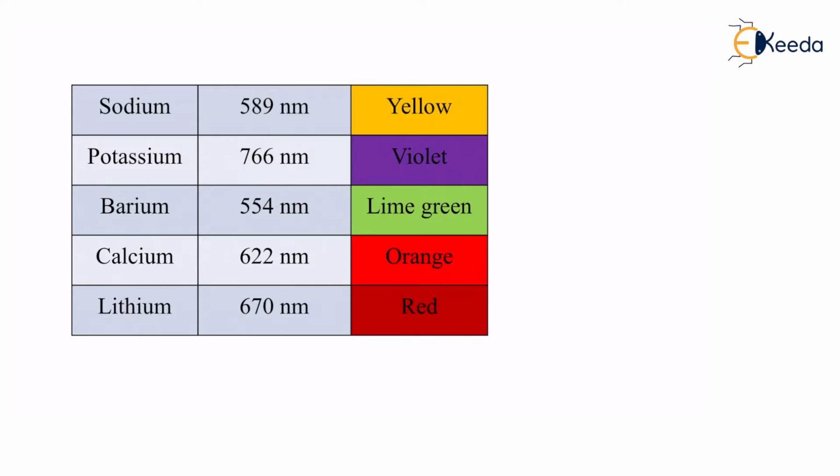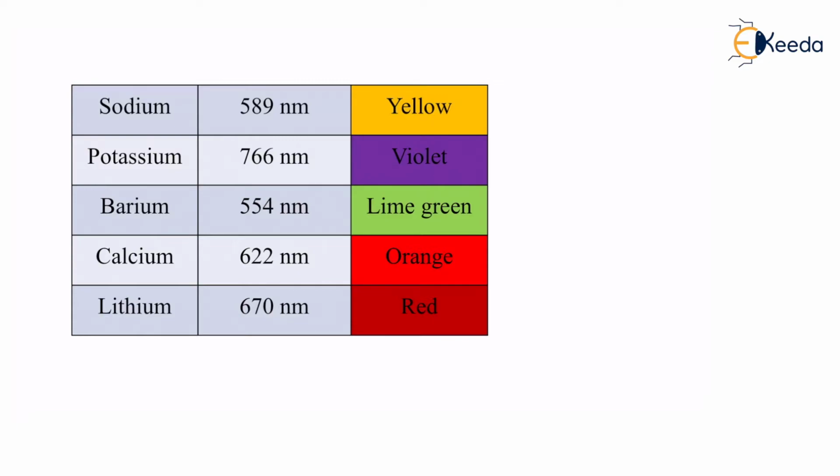Next element given over here, the fourth element, is calcium. Calcium has a wavelength of 622 nanometers. 622 nanometers is the wavelength of calcium. It is orange in color. The color of the flame will be orange when calcium is present. Calcium itself belongs to group 2 of the periodic table, the alkaline earth metals.